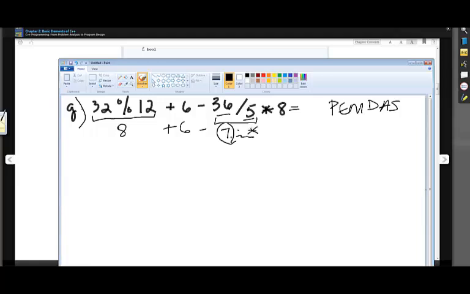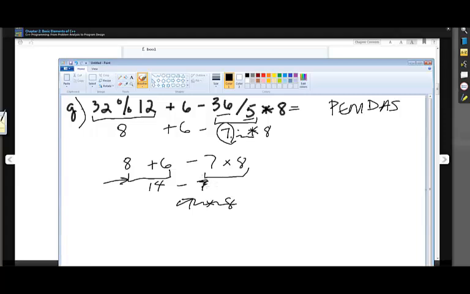And all that is going to be multiplied with 8. So let me rewrite this so we can make it clear. We have 8 plus 6 subtract 7 times 8. If I did this left to right, I have 8 plus 6 is 14. No, I'm sorry, I did that wrong, my mistake. 7 multiplied with 8 is 56, because multiplication has higher precedence. So you're going to do 14 subtract 56.